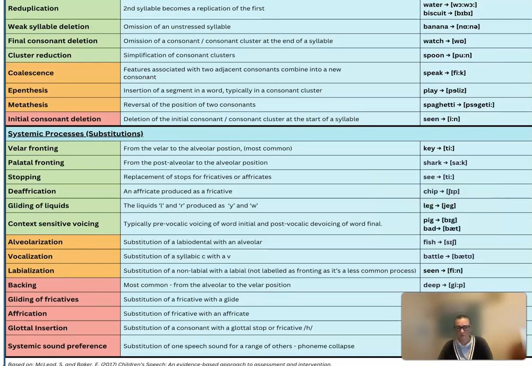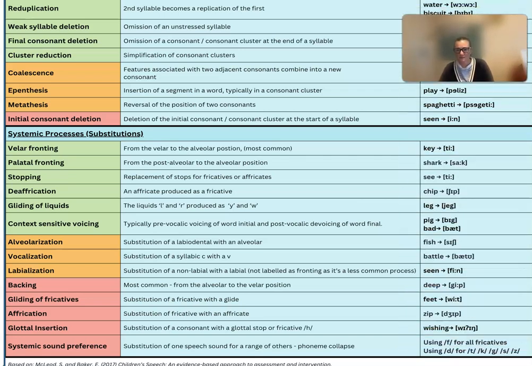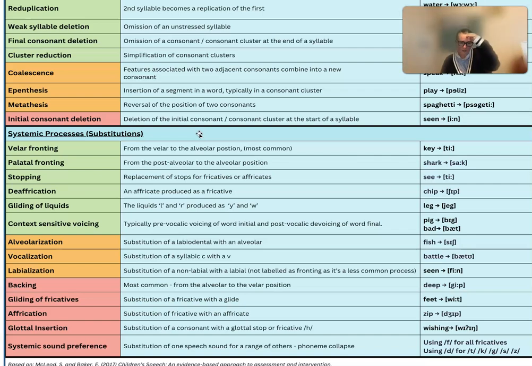The common subsystematic ones. I'm going to move myself up there so you can see those a little bit clearer. So you've got velar fronting, which is completely typical, from the velar to the alveolar position. That's the most common type of fronting. So that's your really typical thing of a child saying, for the word key, saying T, and then obviously making that voiced velar plosive g into a d. So the word garden going to darden, for example.